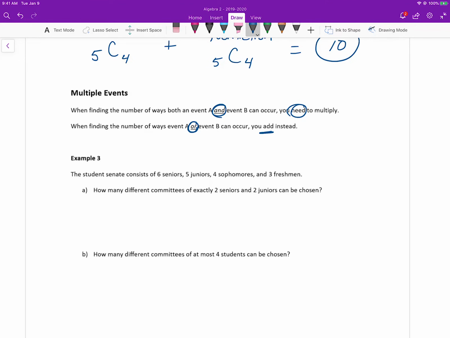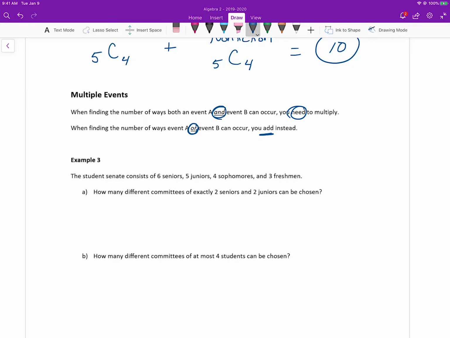So now we're getting into committees. Committees are pretty common problems for these because when people join a committee, they're all just a group of people on the committee. The order doesn't particularly matter. They might just be 5 people on the same committee, regardless of the order they joined. So that would be a combination. So now we have here 6 seniors, 5 juniors, 4 sophomores, and 3 freshmen. And we want to know how many different committees of exactly 2 seniors and 2 juniors can be chosen.